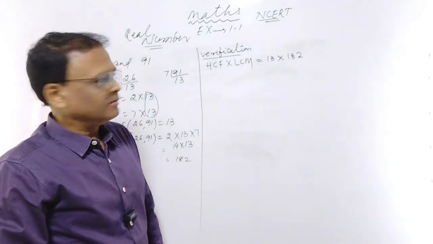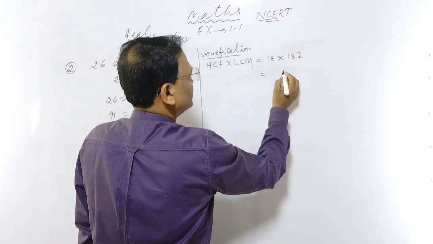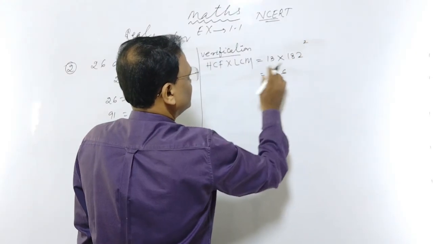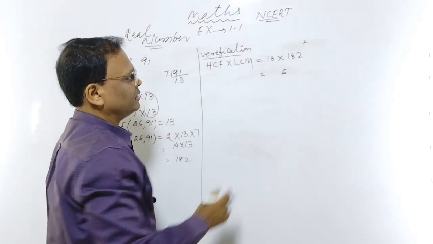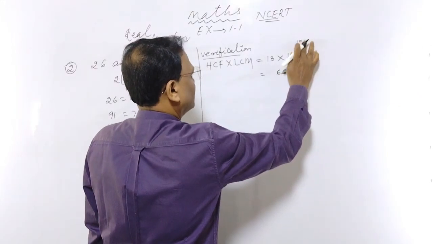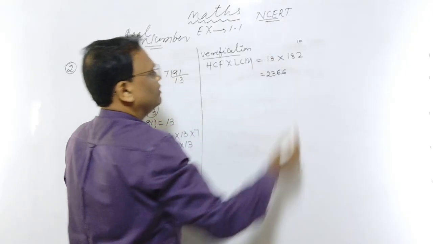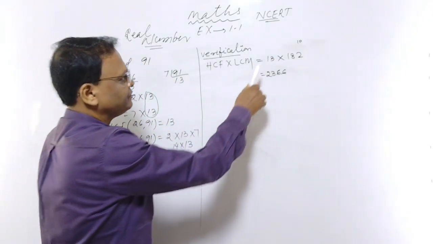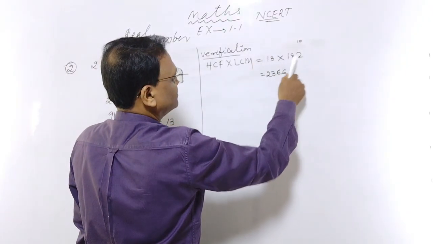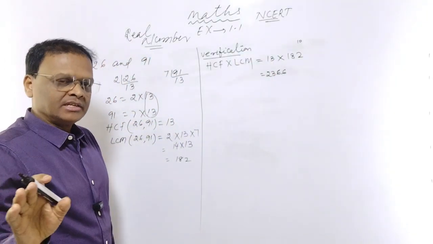HCF into LCM, right? Now multiply: 13 into 182. Let me further check. Okay, HCF and LCM over.